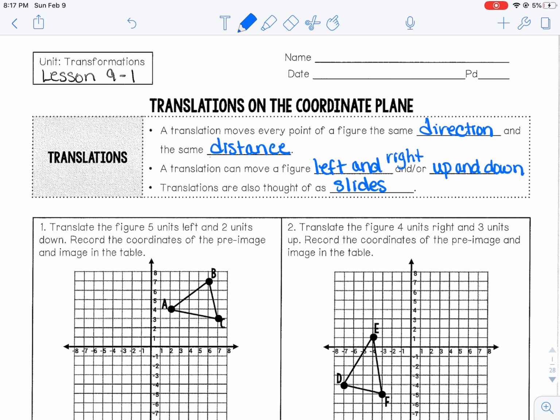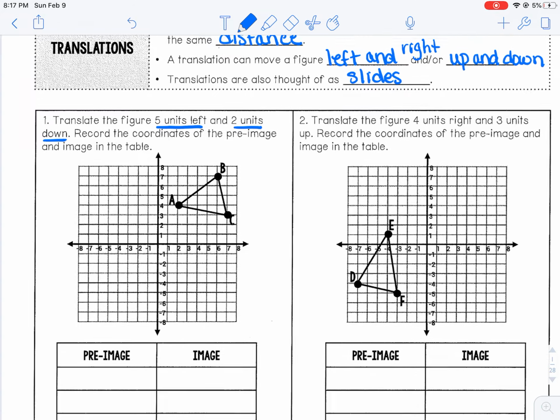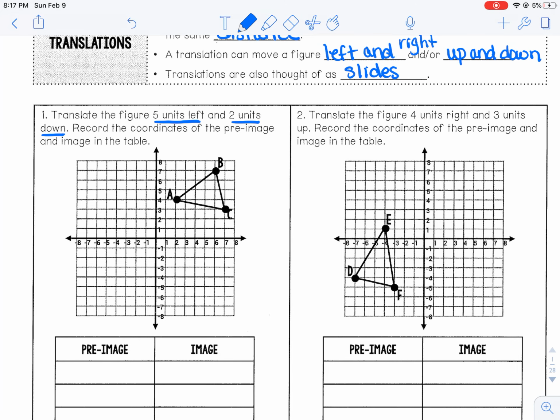Okay, so we have our original figure, triangle ABC. We are going to translate that figure 5 units to the left and 2 units down. So every point is going to go the same direction and the same distance. Okay, so we start with our original figure, and that original figure has a name. It's called a pre-image. So ABC is our pre-image. We're going to move it 5 units to the left and 2 units down.